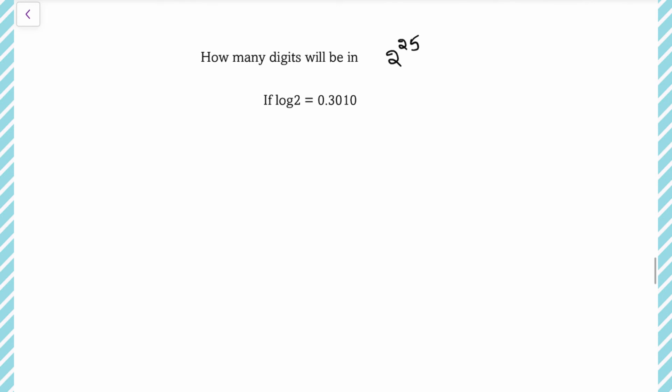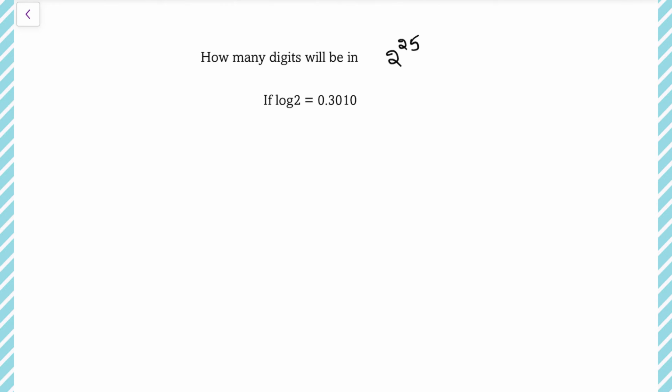Next, how many digits will be there in the expansion of 2 power 25? So here 2 power 25 is nothing but 2 into 2 into 2 into 2 into 2 into 2 into 2, 25 times. If we write like that and do the multiplication, we will get some answer. In that answer, how many digits are there? That we need to find out.